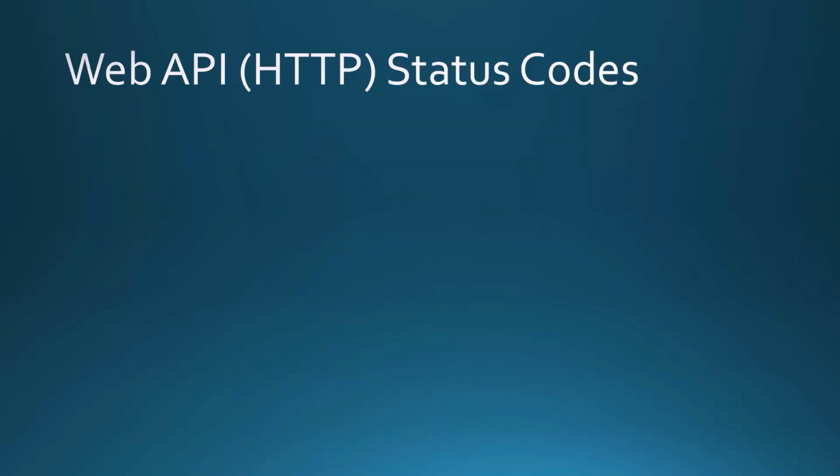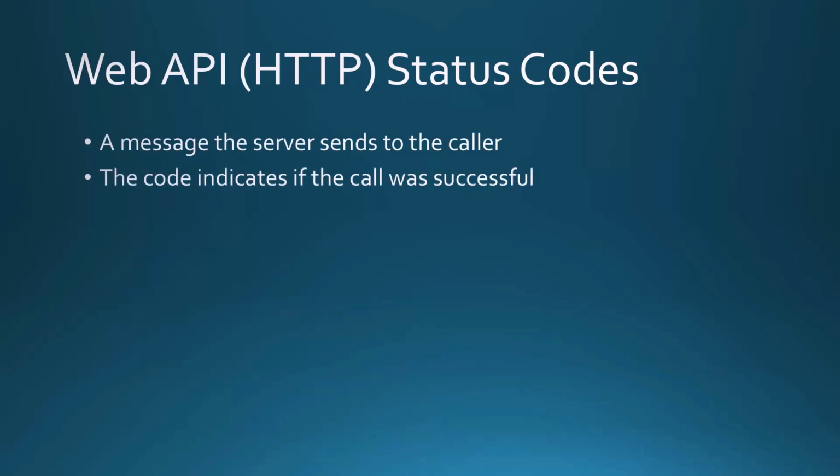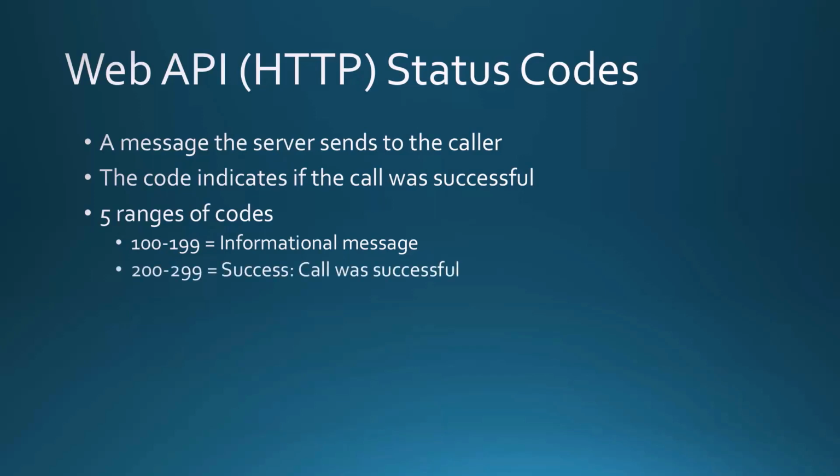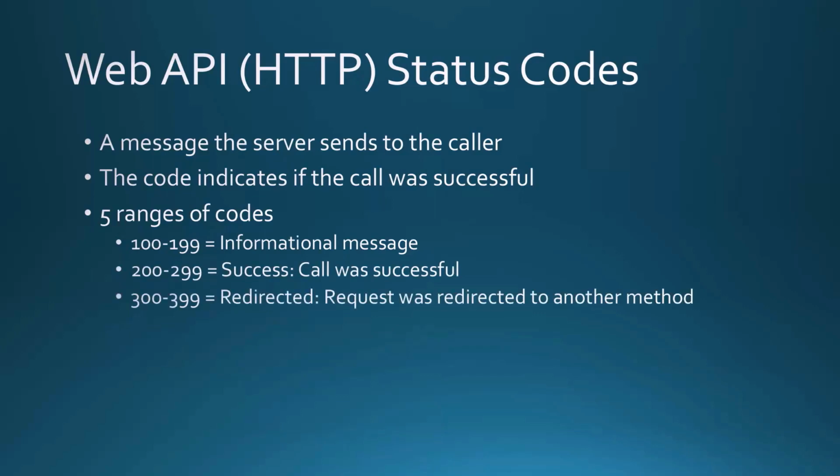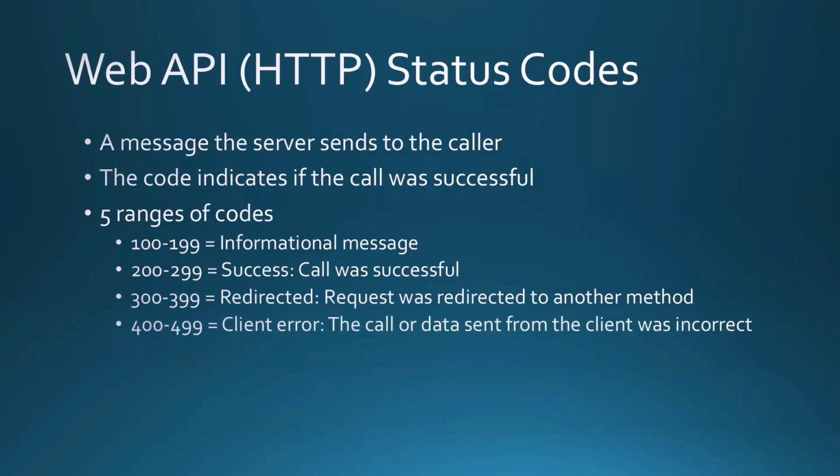So what is a status code? A status code is when we send a message from the server to the caller, and the code indicates if that call was successful or not. Now, there's 5 ranges of these HTTP status codes. 100 to 199 simply means, hey, I'm giving you some information about the call you just made. 200 to 299 is a success, which means the call was successful. 300 to 399 means that I got your call, but I'm redirecting your call to another method to finish the data that's going to come back for you, or a place where you can get the data.